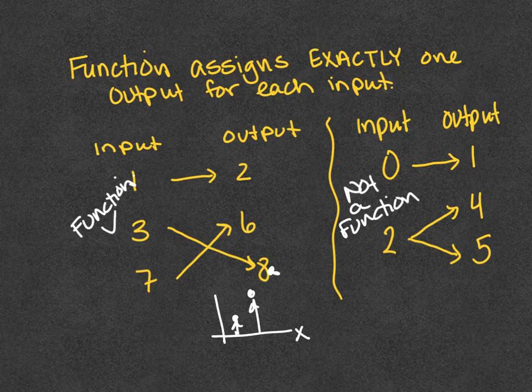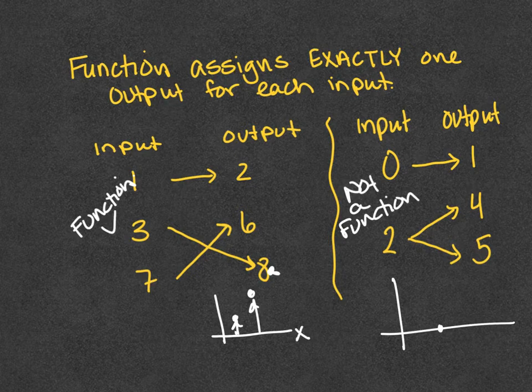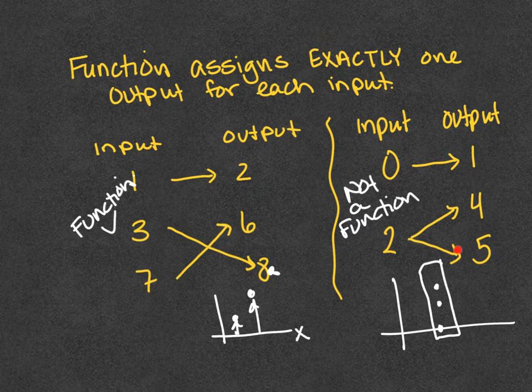output. If I were to look at this one, at 2, I would have y at 4 and y at 5, and they're vertical to each other. And so if you see this happen on a graph where one input has 2 separate outputs, then you know that's not a function. So yes, a function, not a function.